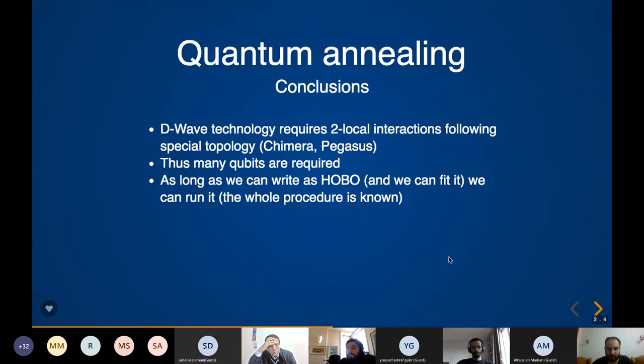So in conclusion, this is the problem with annealing hardware. There are many problems, actually. There are even more severe ones, but right now this is also a problem: you only have these two-local interactions which follow a special topology. And this means that if you have a problem which in principle would require n variables, usually you have to embed it into a much larger number of qubits. Let's say in the traveling salesman problem, you have to embed it into n squared qubits.